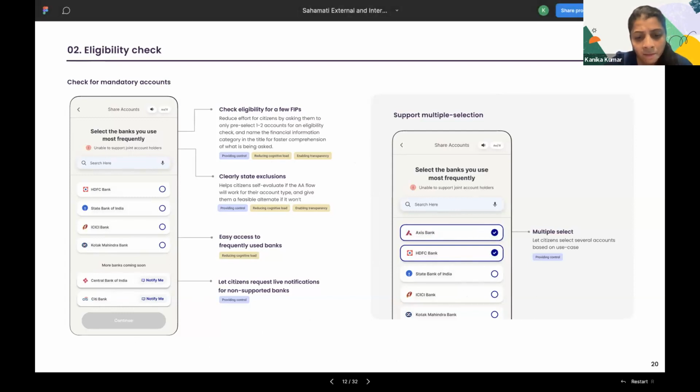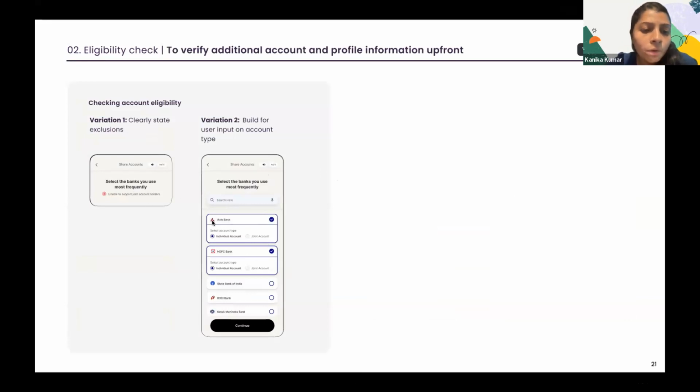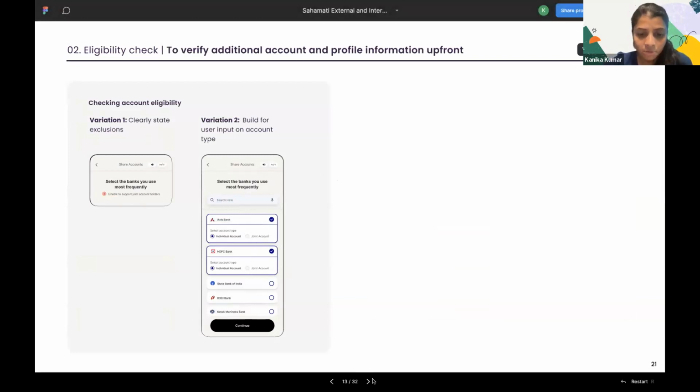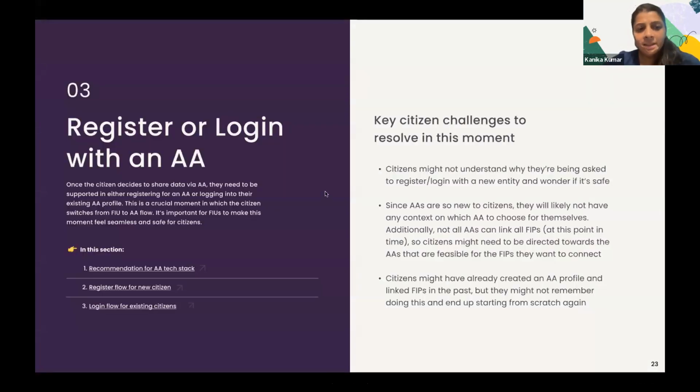Great. So then moving on to the next one, here we've also designed a variation of how you might show what kind of accounts work. So the first one is what you saw in the previous slide, but a second one is, what if these look like cards instead of small tiles, where you also have some additional level of criteria that you might need to check or assess before you put them into the journey. The third moment here is around registration or logging into account aggregator.